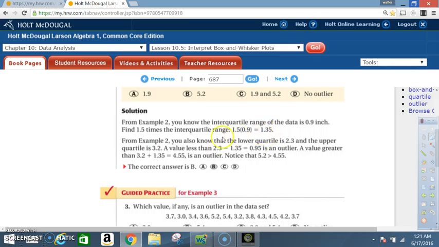So in essence then, to make this simple, all you're really doing is you look at your lower quartile and then you subtract this number. And you look at your upper quartile and you add this number. So any number lower than this would be an outlier. Any number greater than 4.55 would be an outlier. And that number is 5.2.